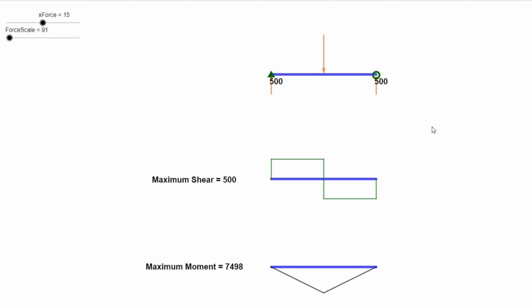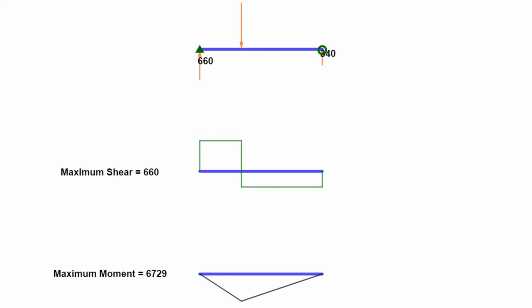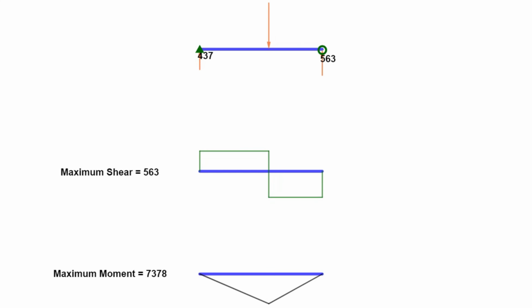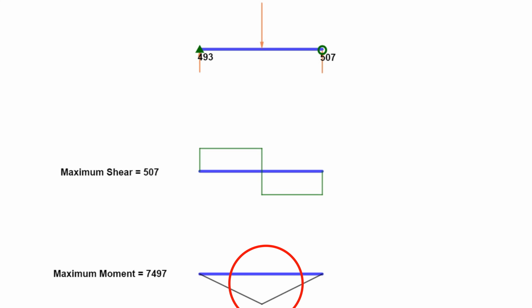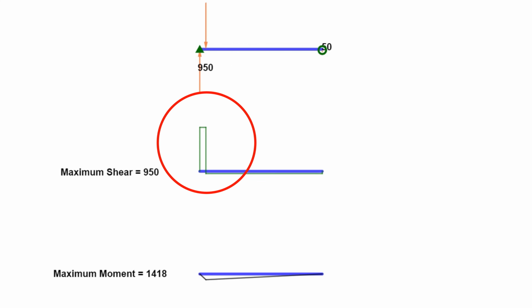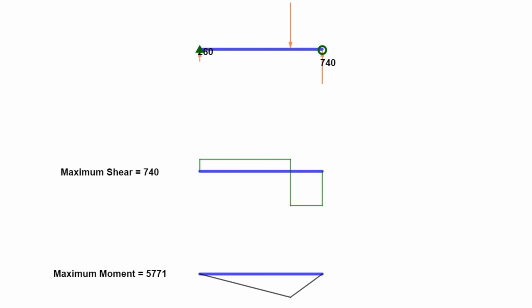Let's try to move the point load in this example in this simply supported beam. We can see how the shear diagram changes and how the bending moment diagram changes, and we can also see how we achieve the maximum bending moment when the load is exactly at the center of the beam, and how we achieve maximum shear when the load is near the edges or the supports.